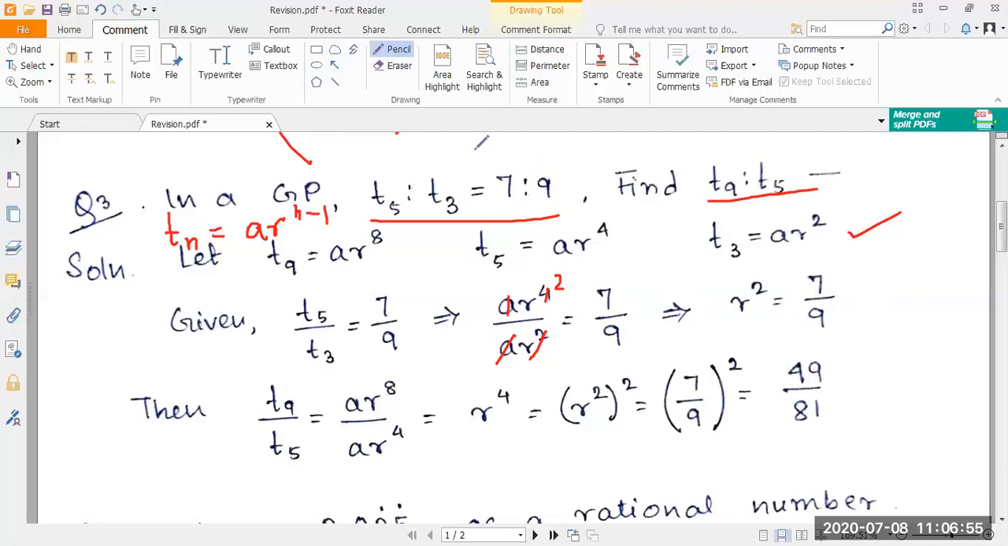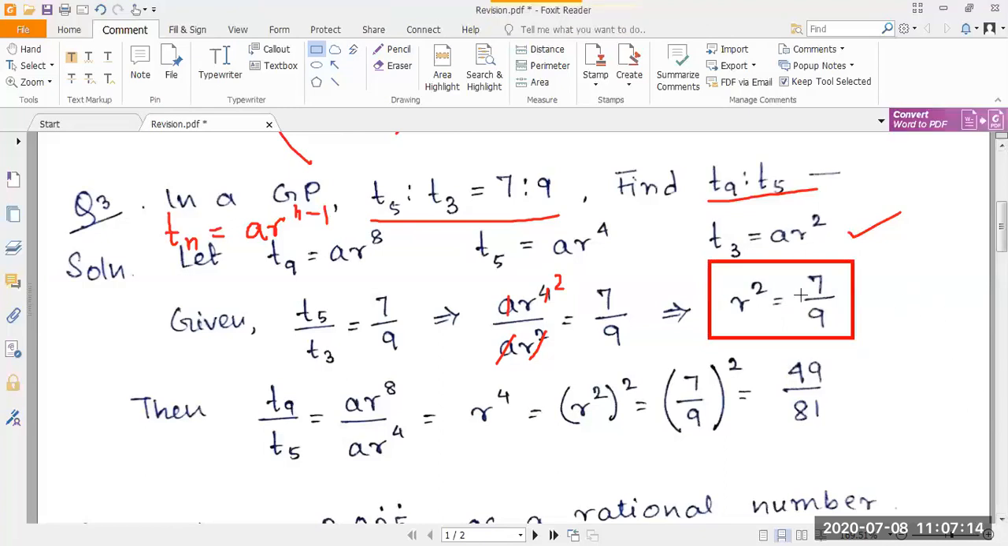So you see this condition T5 by T3, it doesn't seem like they have given me either A or r, but if I simplify this, they have essentially given me the value of the common ratio. So sometimes we need to just simplify what they have given us, and then we'll find that they have given us a very important condition or a very important rule of the sum. So now I have r squared equal to 7 by 9.